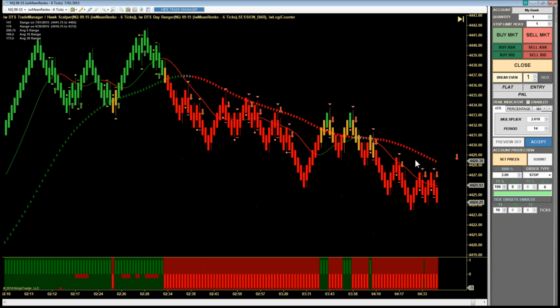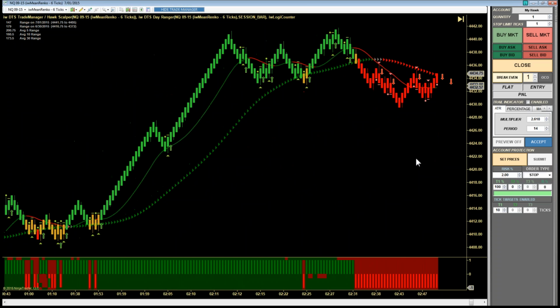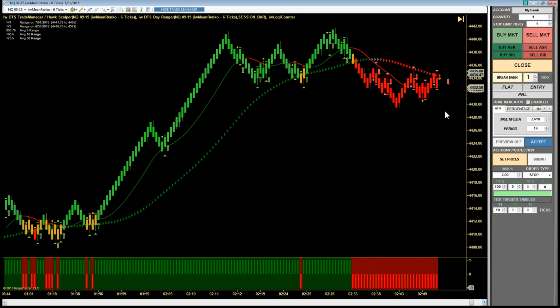A macro pullback signal. It's been a real mess here today. Macro pullback signal, the dead giveaway, it's a little bit difficult to see here, but the dead giveaway is that the micro line goes out of sync. Can you see how the micro line is green? Everything else is red? That's a macro pullback signal.